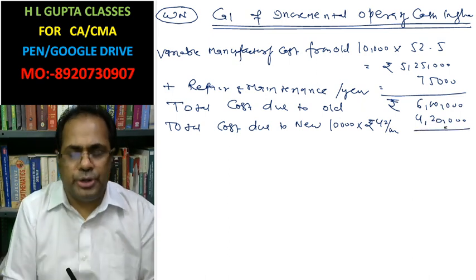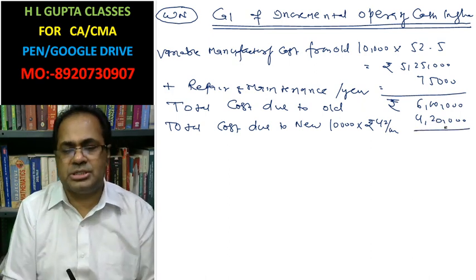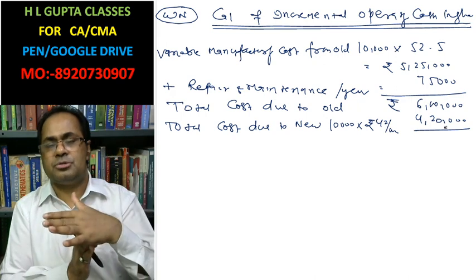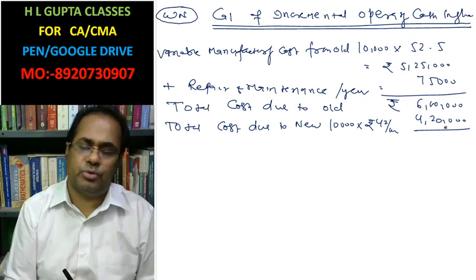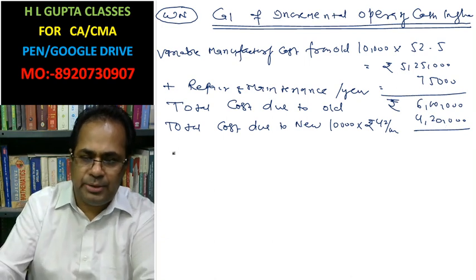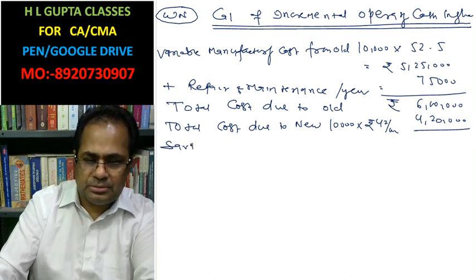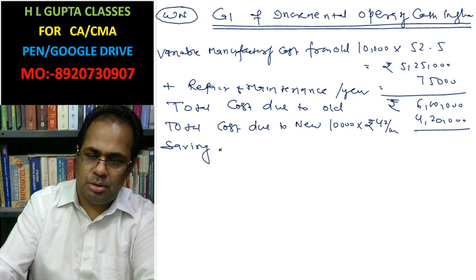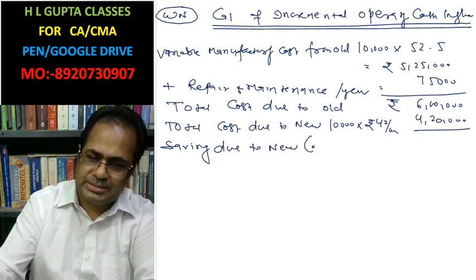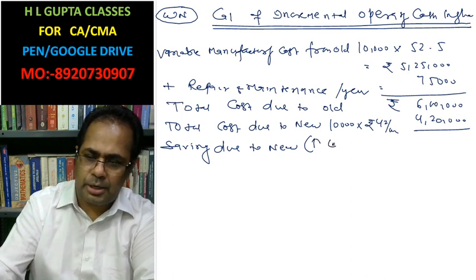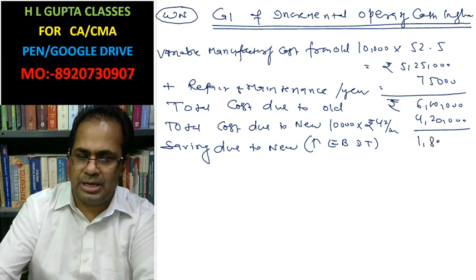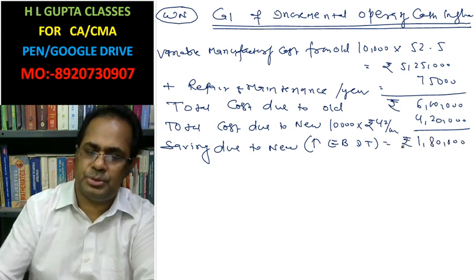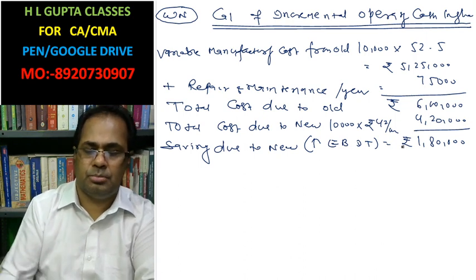The same unit is produced by old, cost incurred 6 lakh. The same unit is produced by new, cost incurred rupees 4,20,000. Saving due to new is said to be incremental earning before depreciation and tax, rupees 1,80,000.